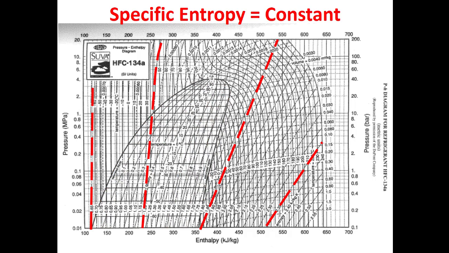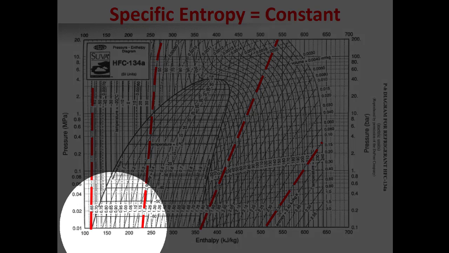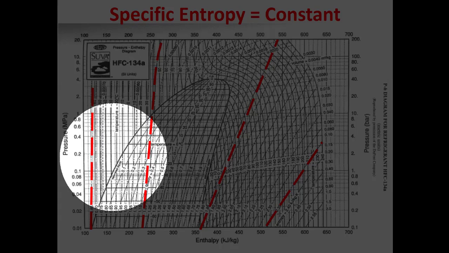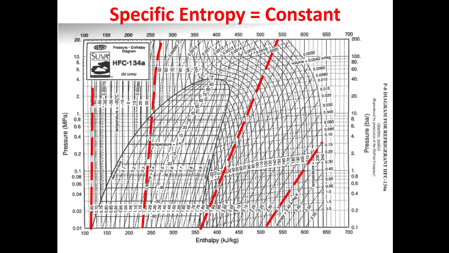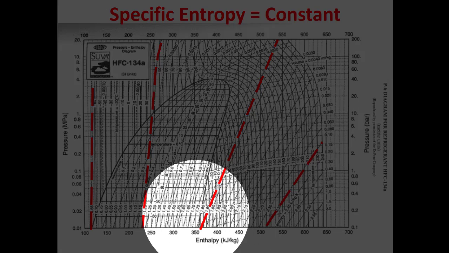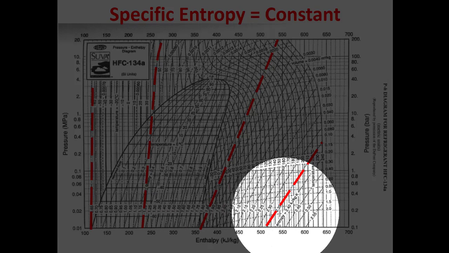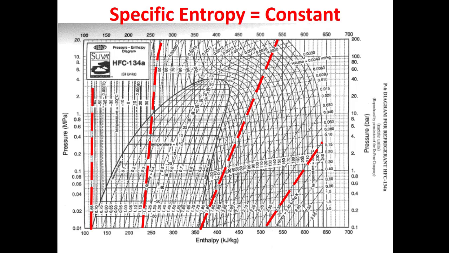I find the specific entropy lines to be the most difficult ones to figure out on this graph. These are constant lines here, but they start off being pretty vertical, and then they slant down as we move across the chart. So these are the constant specific entropy lines. You can read the numbers down here, although, again, I apologize that the quality of the print here isn't the best.